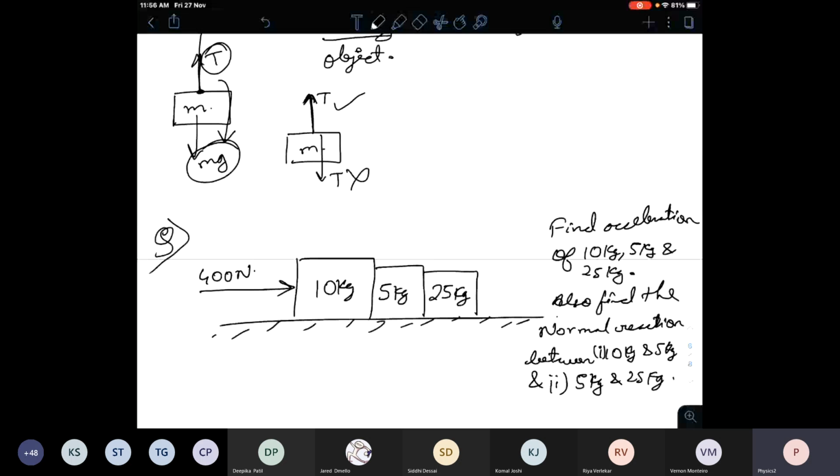Yes, anybody getting the answer? At least you must have found out the acceleration. Just write what the acceleration should be.